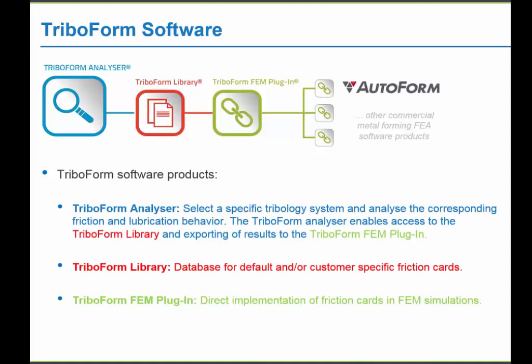The TriboForm Analyzer, or the TriboForm software, is provided with a default TriboForm library, and this library includes different metal lubricant combinations, 150 in total. And using the TriboForm Analyzer, you can select a sheet metal combination, and you can export the selected tribology system to a finite element package such as Autoform to use this friction model in your Autoform simulation.